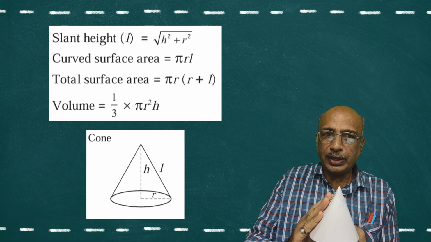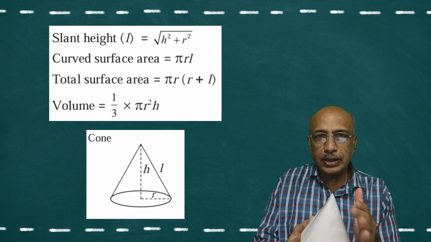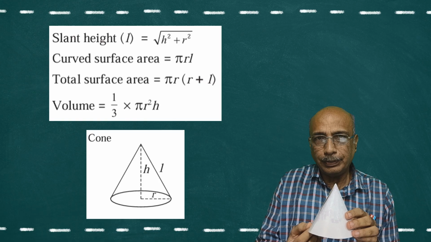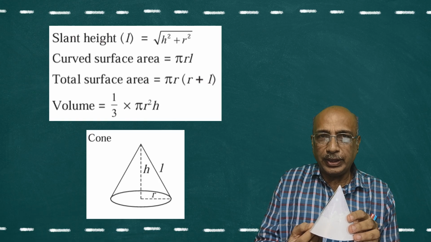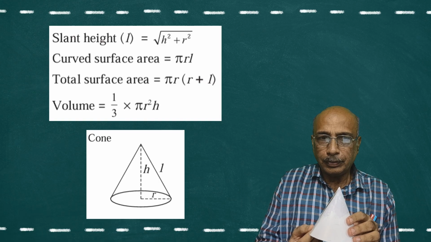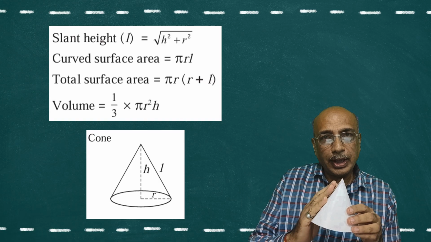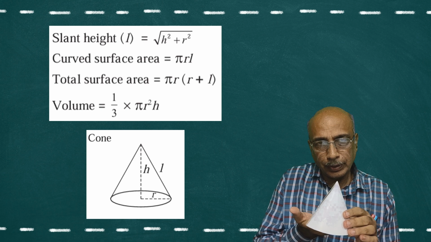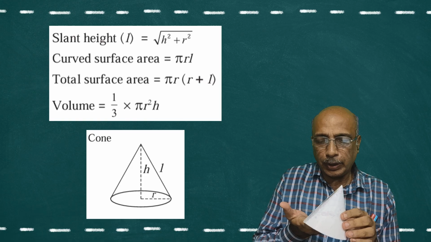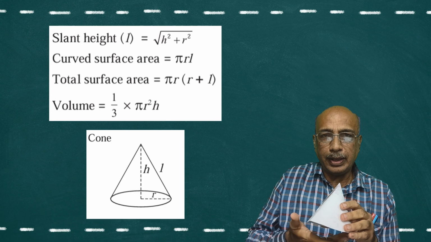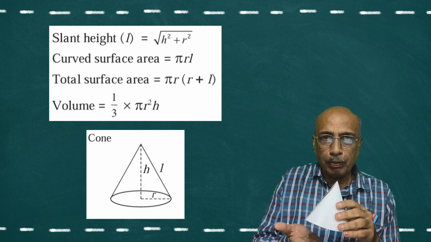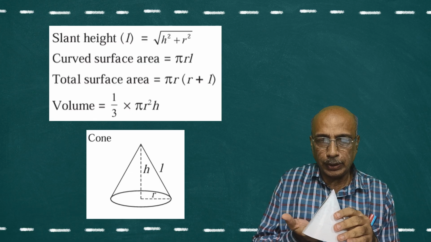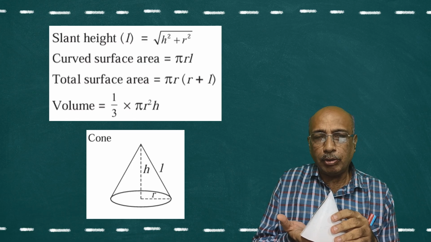Now, the curved surface area is taken as pi r L. Total surface area: the curved surface area is pi r L plus pi r square, the area of the bottom. This cone is at the bottom. So total surface area will be pi r L plus pi r square, the base here, a circular region. Taking pi r common, it will be pi r times (r plus L).